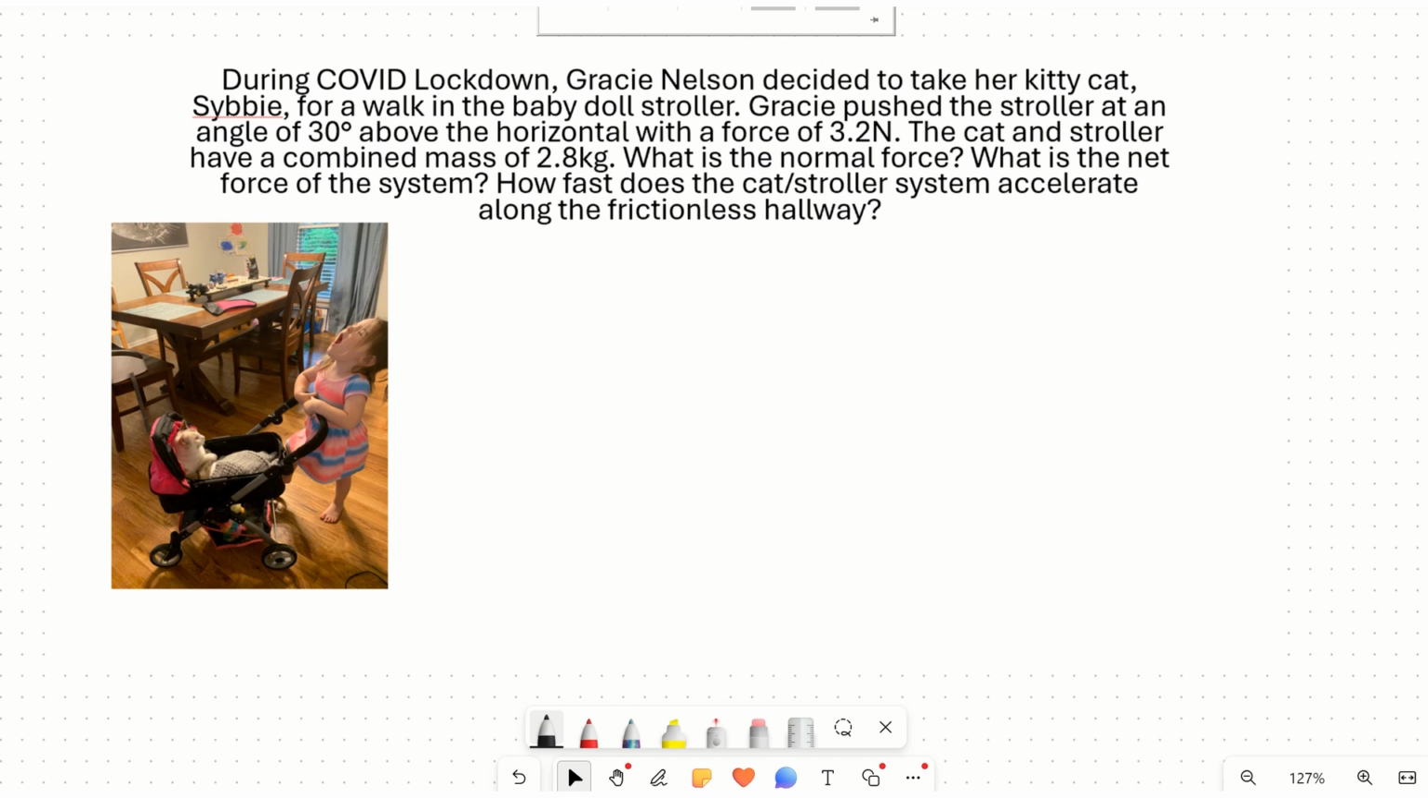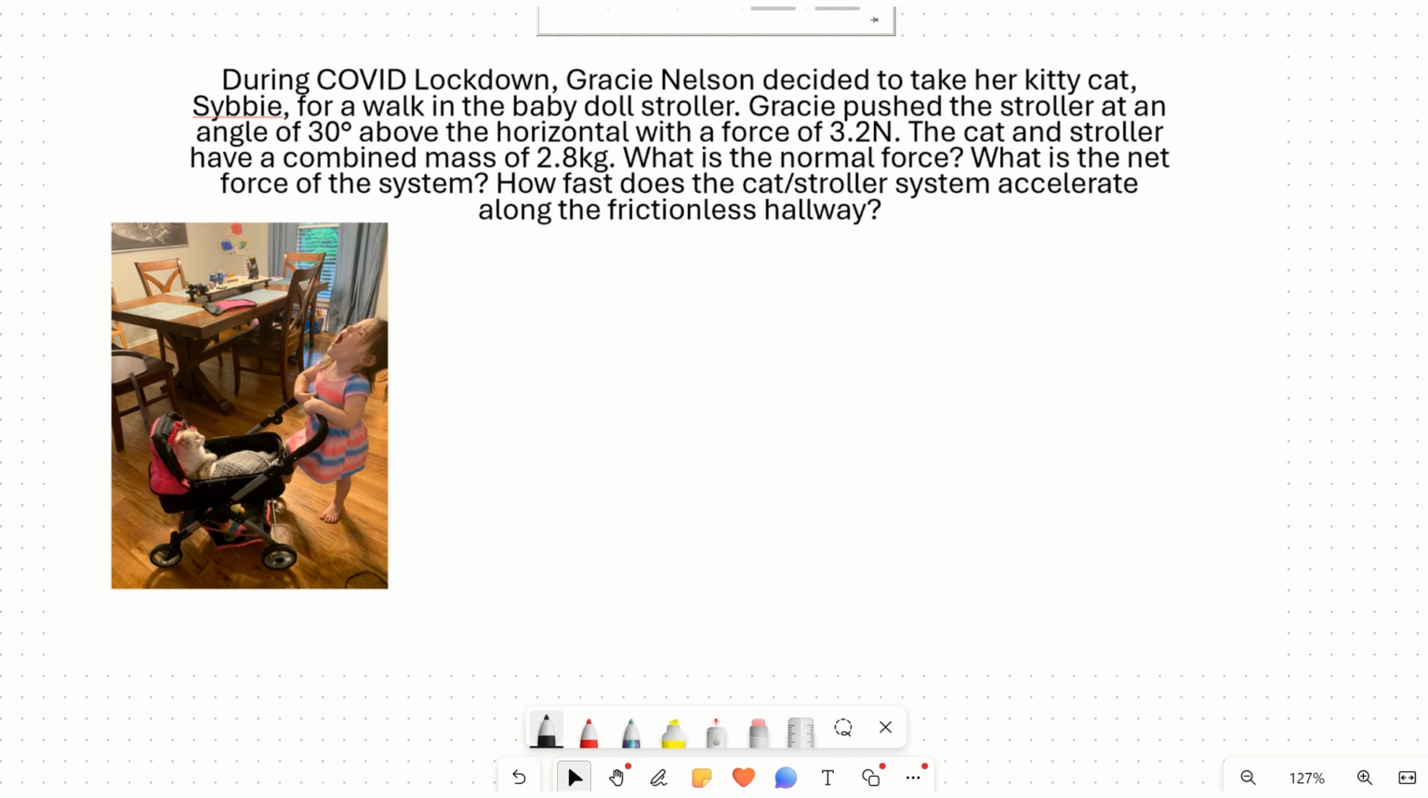In this video, we're going to examine solving problems when force is applied at an angle. Let's look at our problem for today. During COVID lockdown, Gracie Nelson decided to take her kitty cat Civvy for a walk in the baby doll stroller. Gracie pushed the stroller at an angle of 30 degrees above the horizontal with a force of 3.2 newtons. The cat and stroller have a combined mass of 2.8 kilograms.